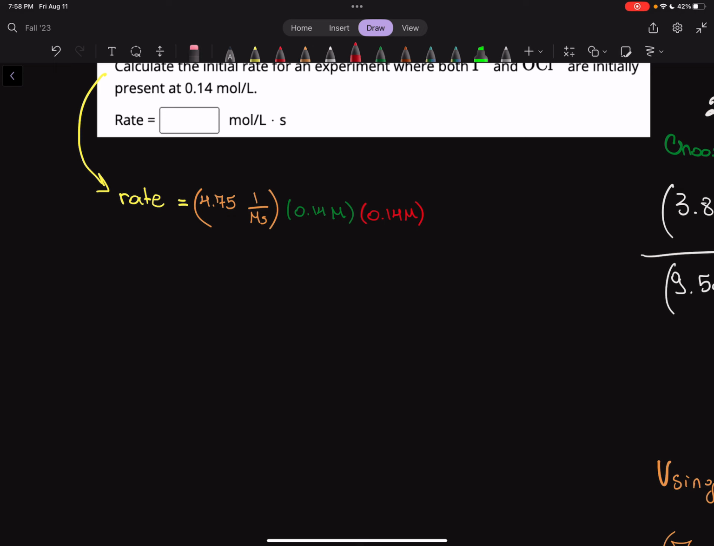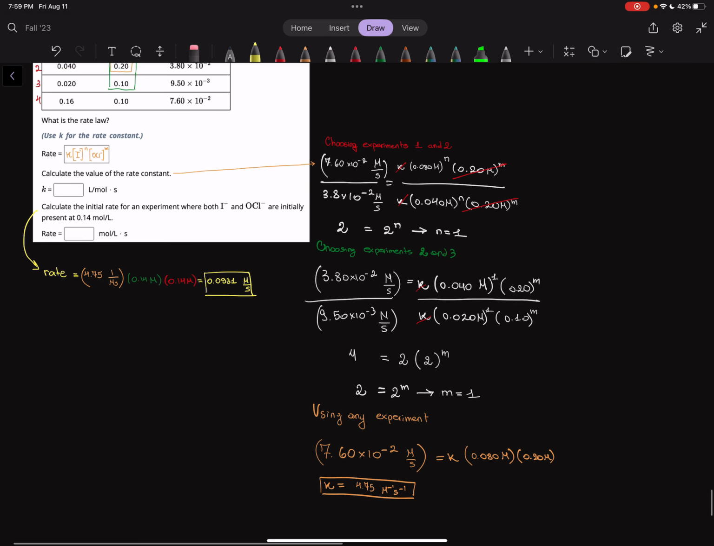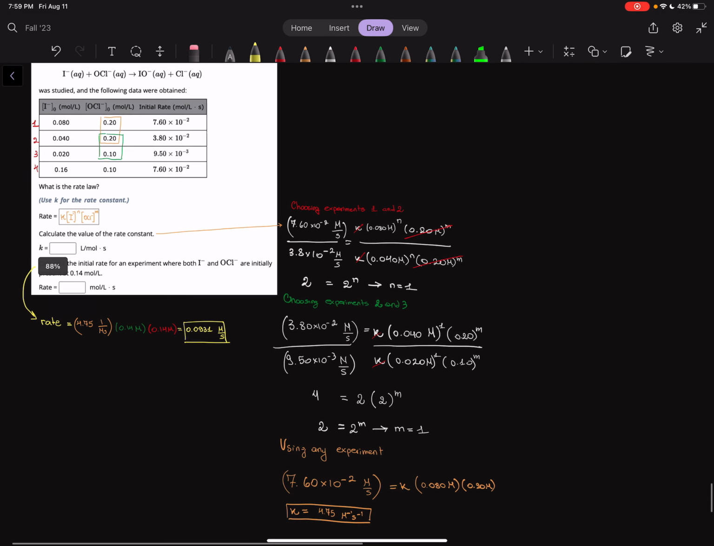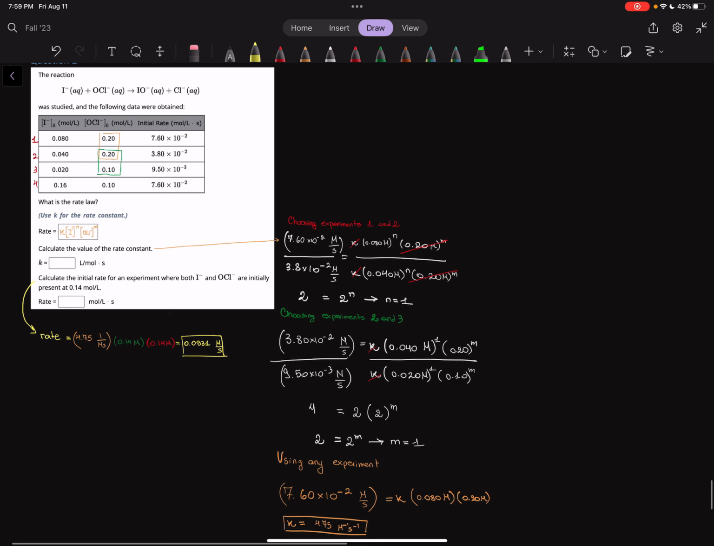And what do we get? So my answer, 4.75 multiplied by 0.14 squared, is going to be equal to 0.0931 molars per second. So at least the units work out, right? Now I'm going to input everything into the computer and see that I did it right. But this is the process. I hope you understood something, and I'll see you next time.